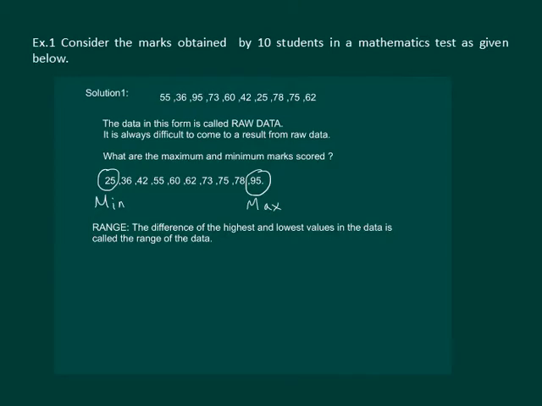Plus 6 into 3 minus K equal to 0. The difference of the highest and the lowest value in the data is called the range of the data. In this case, the highest value of the data is 95 and the lowest is 25. On subtracting, we get 70. So, 70 is the range of the given data. This gives us half into 4 minus 4 times K equal to 0, implying that K equal to 0, and the coordinates of point B is 4, 0.